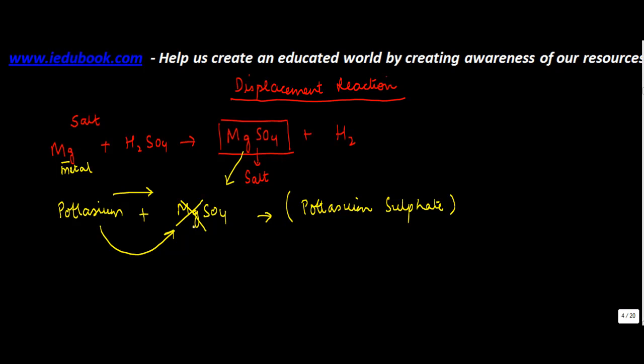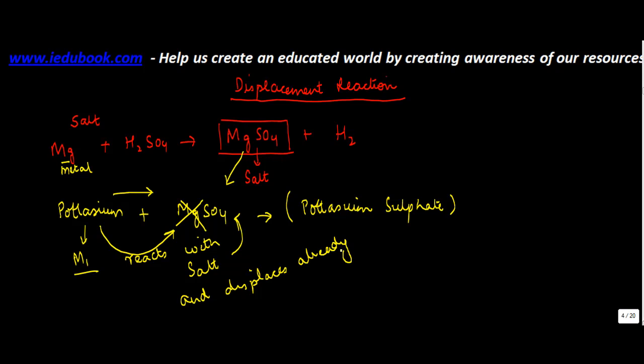So this process in which a particular metal, let's call it metal 1, reacts with a salt, which is this, and displaces the already existing metal, is known as the displacement reaction.